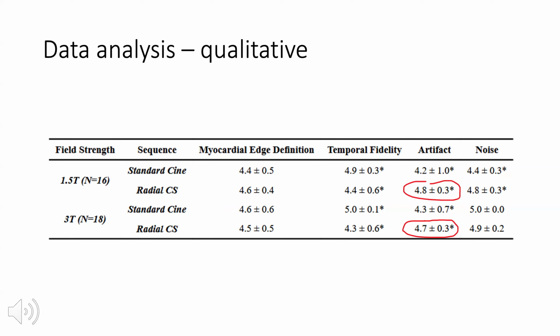Both Cines got a similar score for myocardial edge definition. The standard Cine had higher performance in temporal fidelity at both 1.5 Tesla and 3 Tesla. And the new Radial Cine had better performance in terms of artifact. For noise level, the Radial Cine is better at 1.5 Tesla, and at 3 Tesla, both standard Cine and Radial Cine perform similarly.